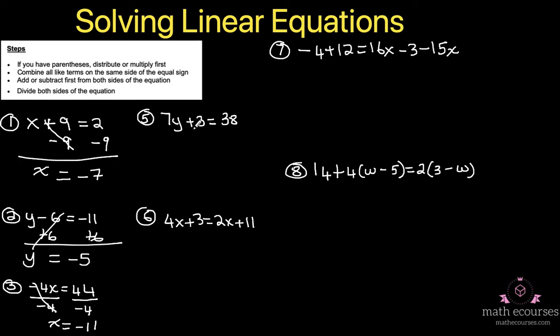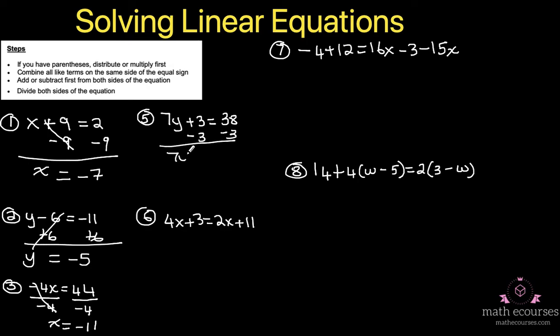Okay, let's keep going. So for number 5, I have a 7 that I need to get rid of. I have a 3 that I need to get rid of for the y to be by itself. You always move what is around your variable first. So I need to get rid of this 3 to move it to the other side. Again, it's an addition. The opposite of addition is subtraction. So you would need to subtract 3 on both sides.